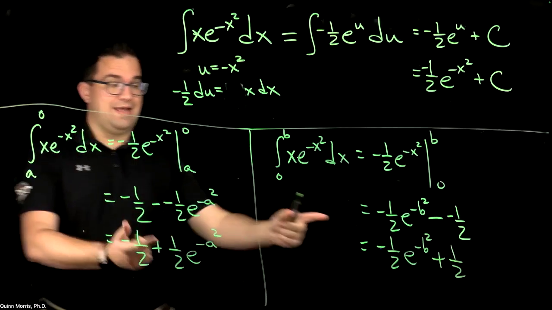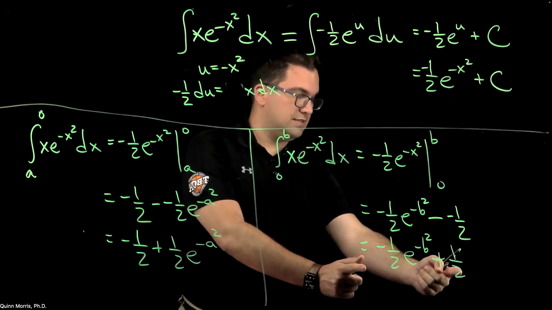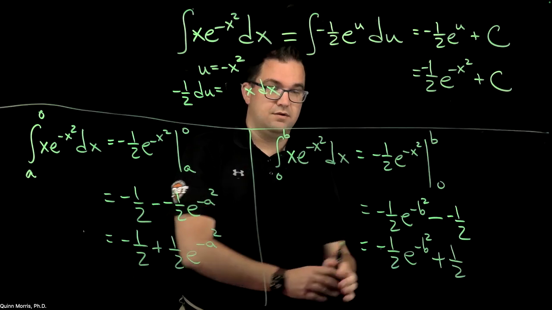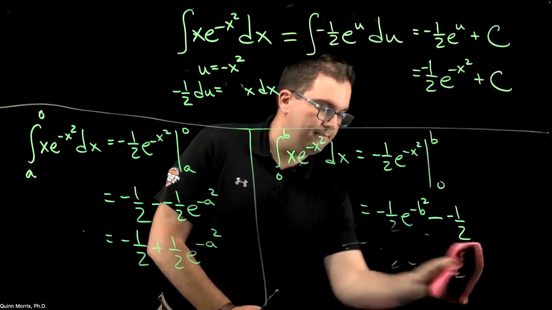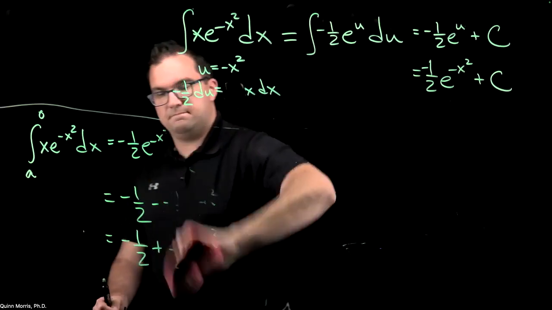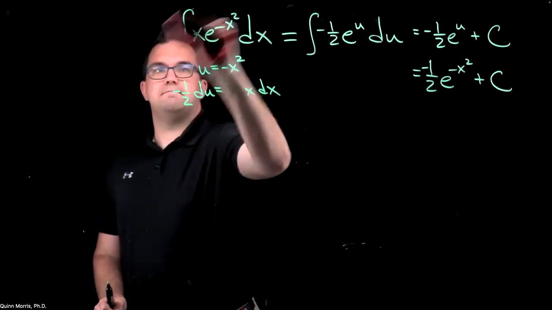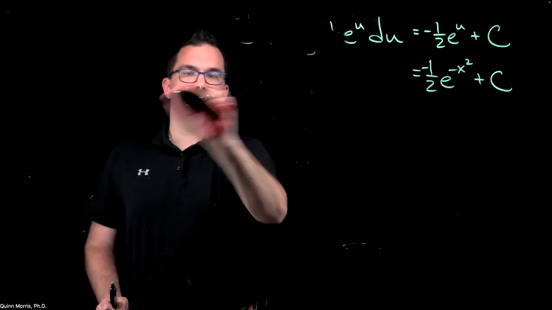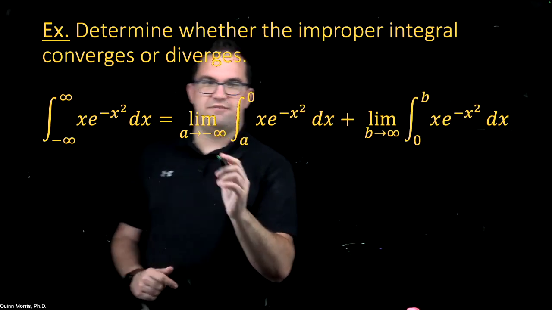But now I need to remember, I have to go back and plug in. Here I'm going to take a limit as a goes to minus infinity. Here I'm going to take a limit as b goes to plus infinity. I need to look at both of those carefully and see what happens. So let's erase this. Going back to our original problem, this is how I had rewritten each of these, and now I know these definite integrals.